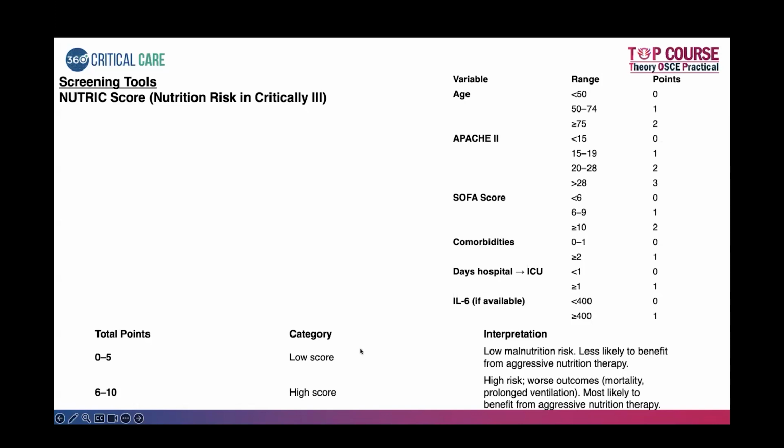Now, how do you interpret a low score and a high score? If the score is low, it indicates a low malnutrition risk. It is less likely to benefit from aggressive nutrition therapy. Whereas if it is a high score, then it is associated with worse outcomes like mortality or prolonged ventilation. So these are the subsets who would benefit from aggressive nutrition therapy. So aggressive nutrition therapy is the main phrase that you need to keep in mind when you mention the NUTRIC score.